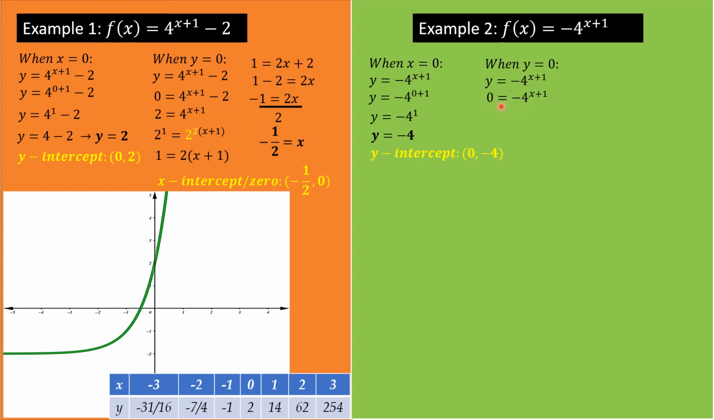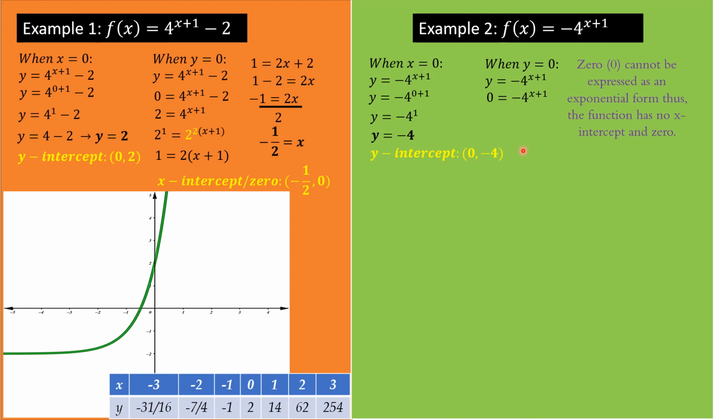So, the question is, can we transform or convert 0 into an exponential form? Of course not. We cannot do that. So, 0 cannot be expressed as an exponential form. Thus, the function has no x-intercept and 0. Kasi wala talagang 0. Walang exponential function na equal to 0. So, wala tayong x-intercept and 0 sa function na ito.